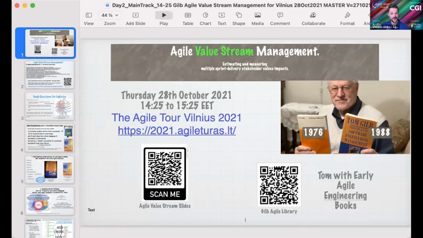In 1976, way before the Agile Manifesto events in Utah, Tom released his book about doing projects in small iterations. Therefore, sometimes we refer to Tom as Agile Uncle. Ladies and gentlemen, Tom Gilb.